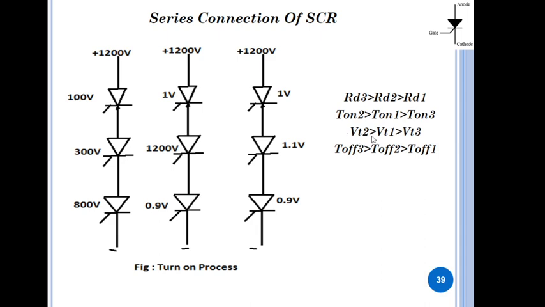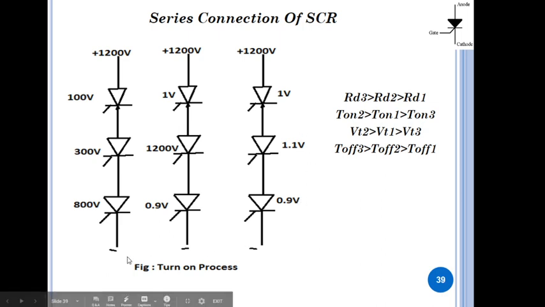As per assumption number 3, VT2 is greater than VT1, which is greater than VT3. So the voltage across SCR number 2 is higher compared to the remaining two. That's why the third figure indicates that the voltage across one SCR is higher, that is 1.1 volts, while the remaining two have less voltage distribution.